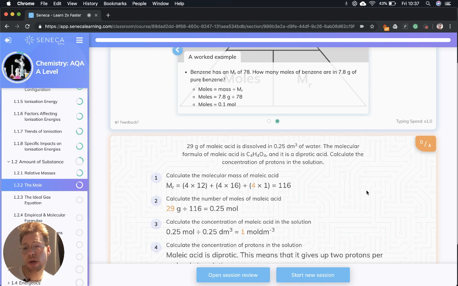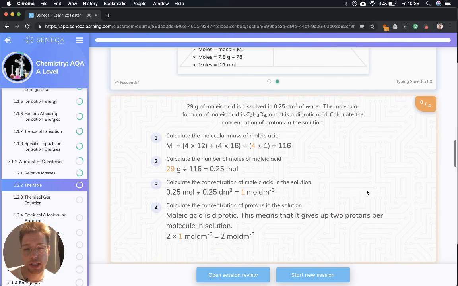Let's say we've got 29 grams of maleic acid and we dissolve that in 0.25 dm3 of water. Now, maleic acid, if you don't know what it is, don't you worry about it. I've got its formula coming right up. It's C4H4O4. It's a diprotic acid. That means it's got not 1, but 2 protons. So we want to calculate the concentration of protons in the solution. Ooh, this is a nice little synoptic question, getting some acid knowledge in there too.